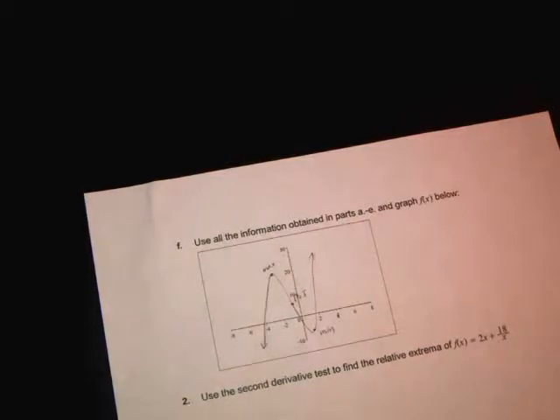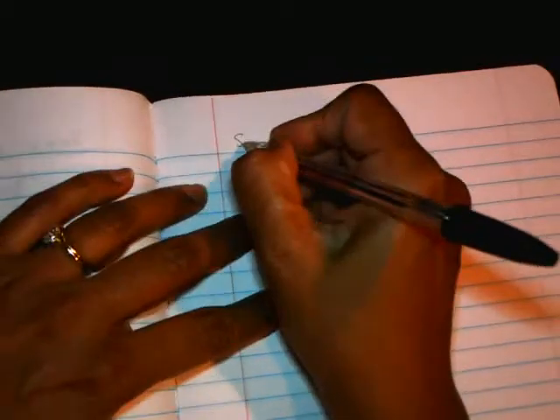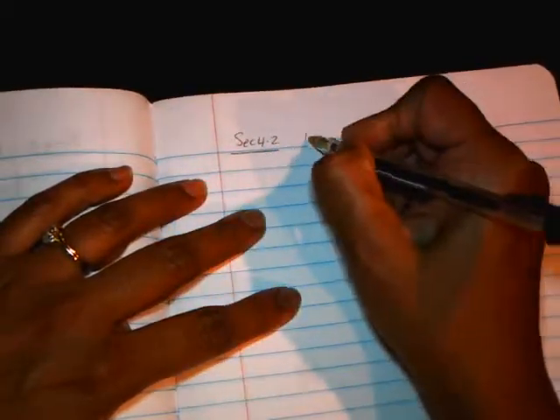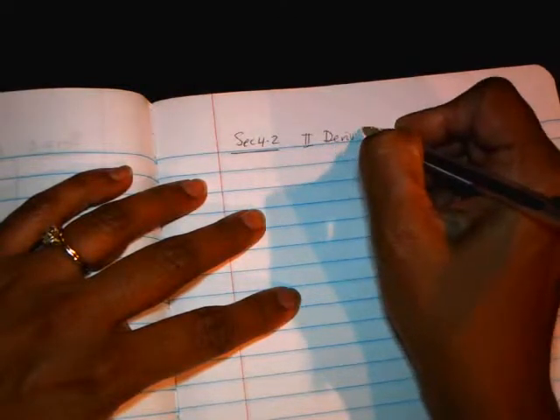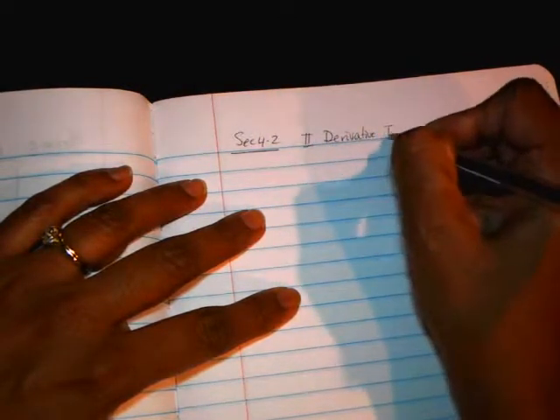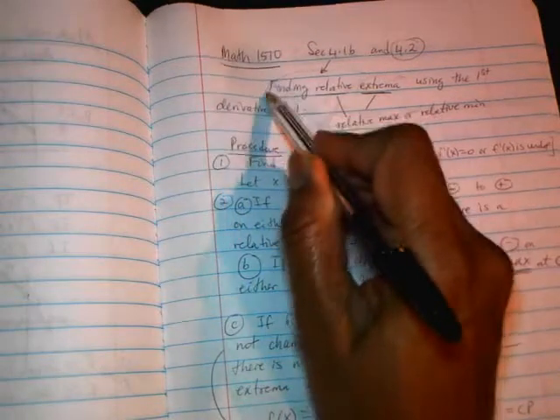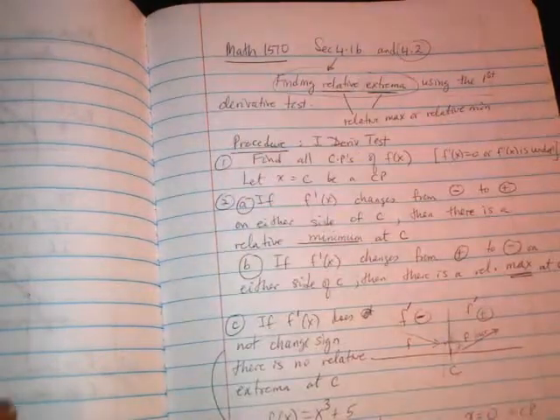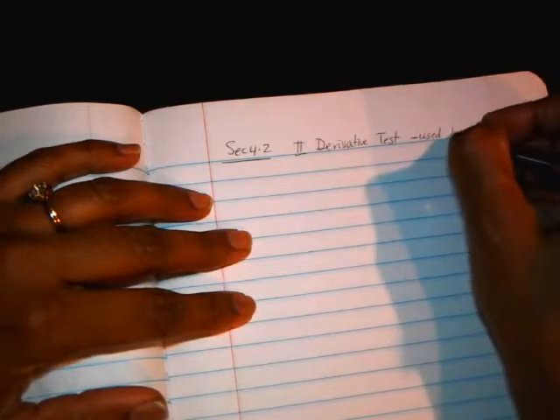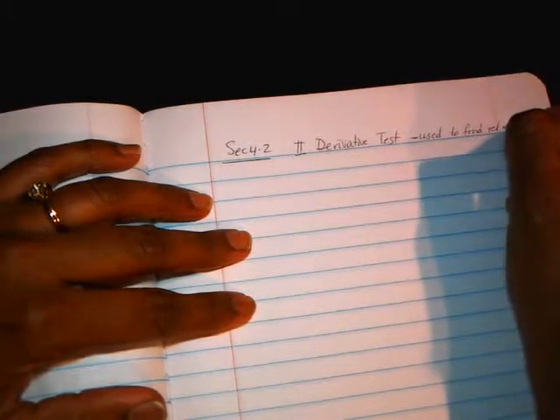One final bit in section 4.2. This is a long section. It's the second derivative test. Now remember the first derivative test. Go back a page or two. The first derivative test told us how to find the max and min, finding relative extrema using the first derivative test. The good news is the second derivative test also does the same thing. The second derivative test is used to find the relative max and min.